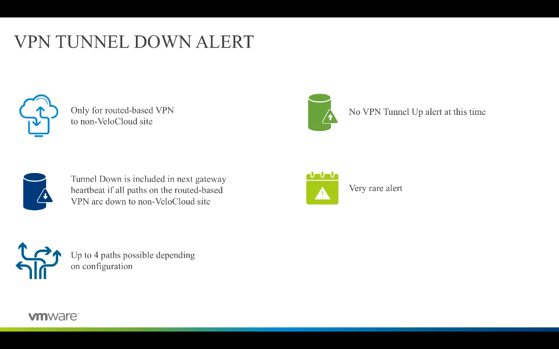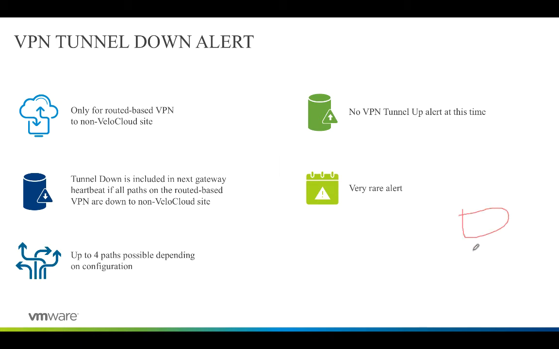Now, again, the same concept of link alert applies here. From the gateway, we can have multiple IPsec tunnels to that single IPsec site. If all the tunnels go down, then only we are going to trigger the alert. If there is at least one IPsec connection from our gateway to that non-VeloCloud site, we are not going to trigger an alert. So that's an important concept here. You can have 4 possible paths from our gateway to that non-VeloCloud site.